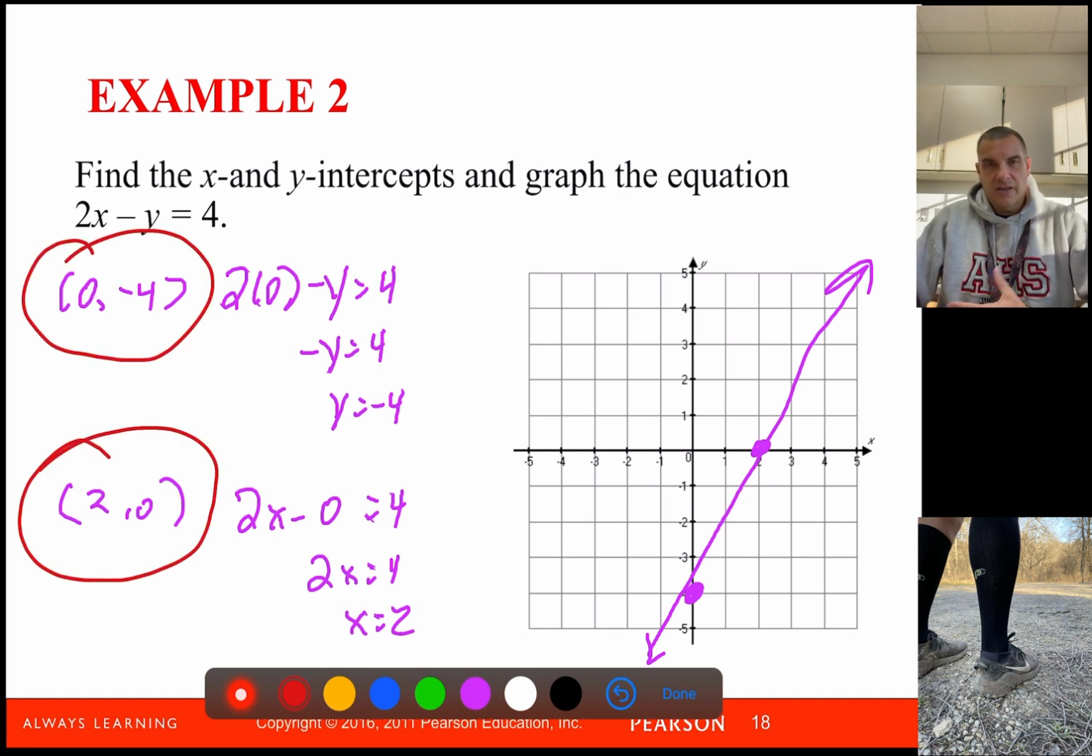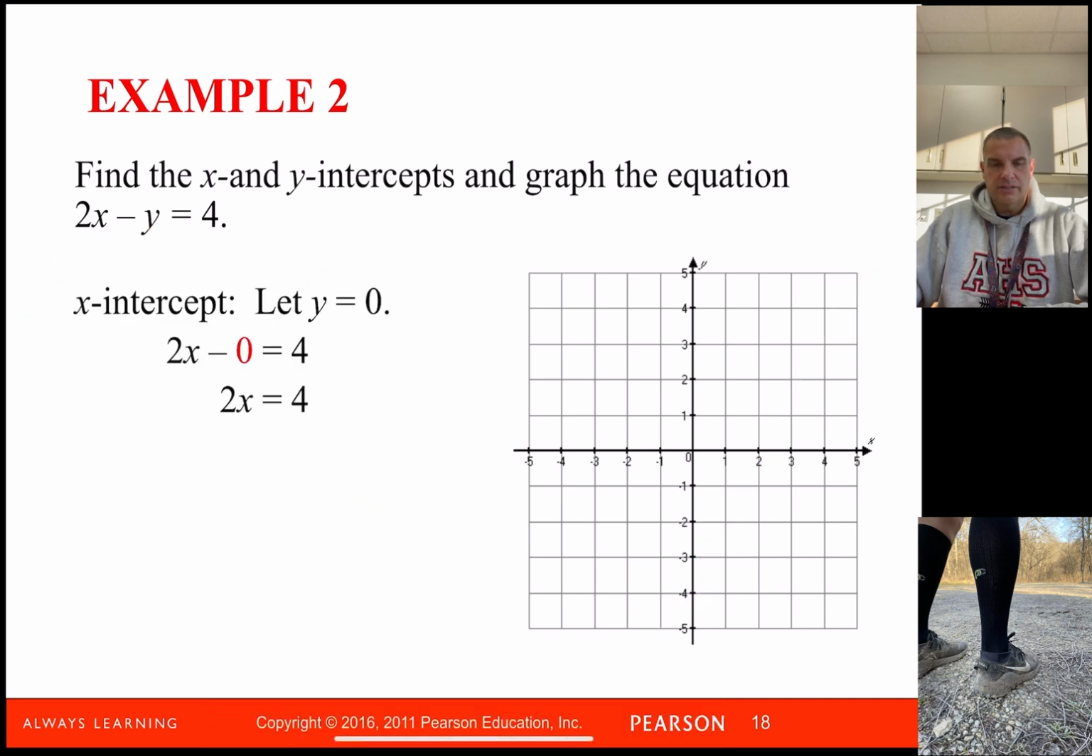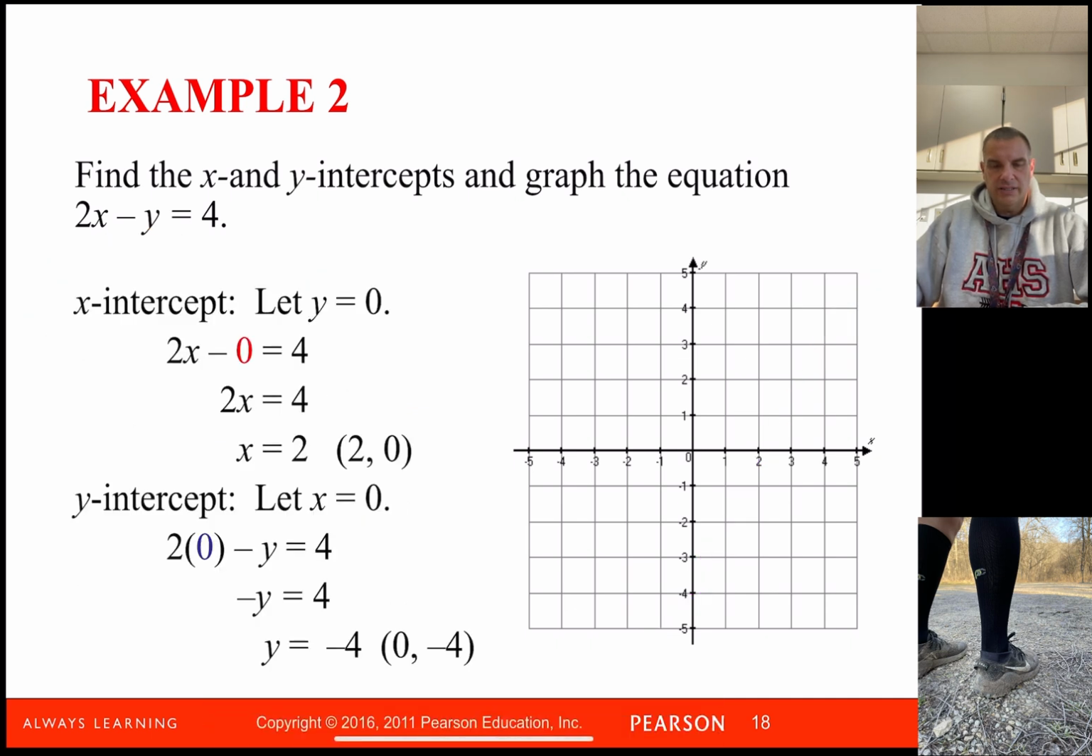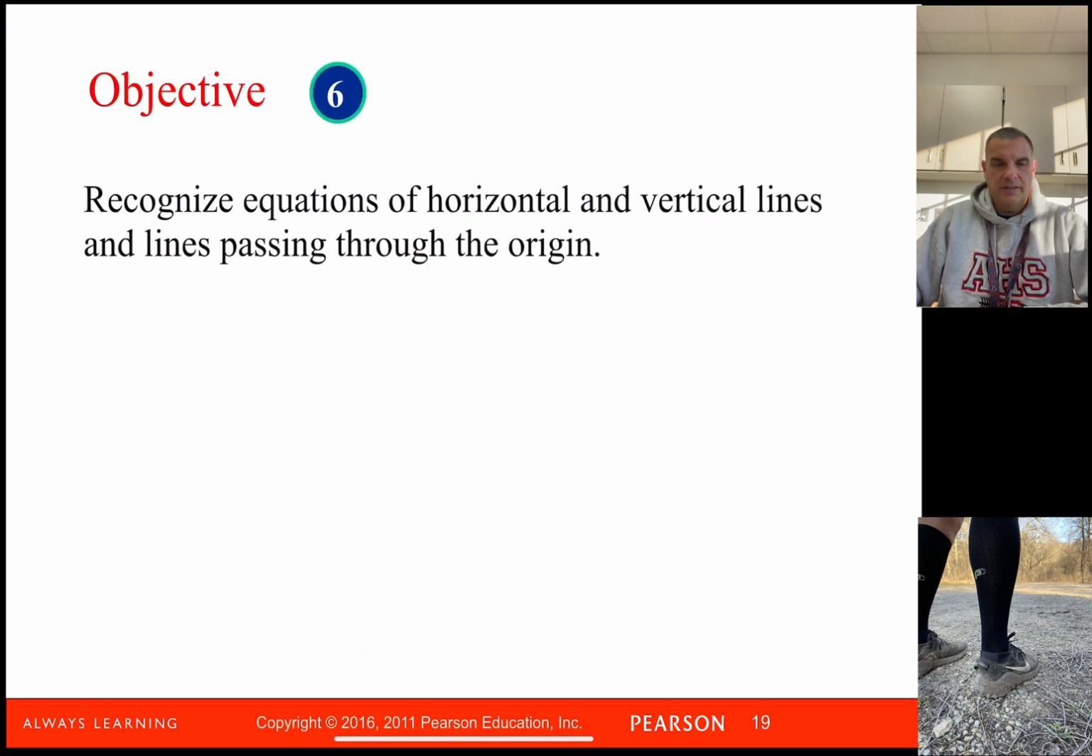So you set your x value equal to 0 to find your y-intercept, and you set your y value equal to 0 to find your x-intercept. And here's where they're doing it. They do it a little bit different, as they do everything. But there it is. All right, so that's finding intercepts.